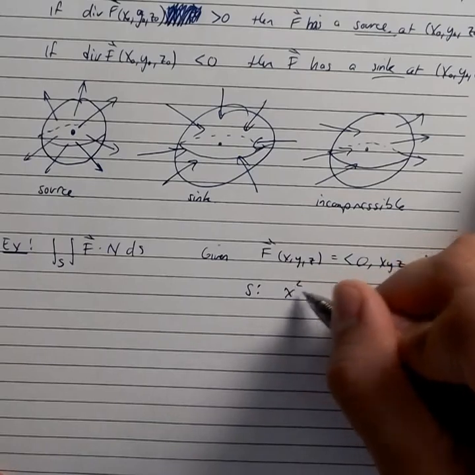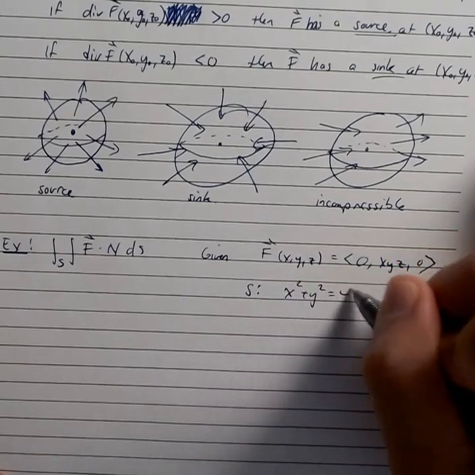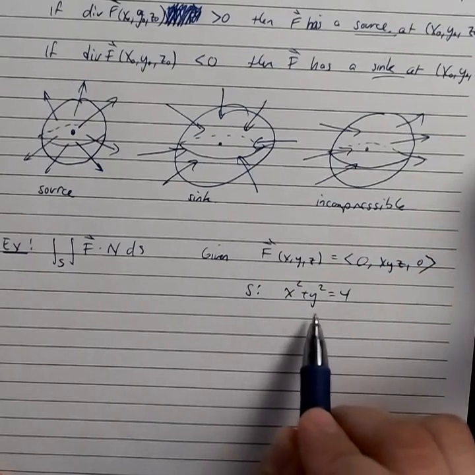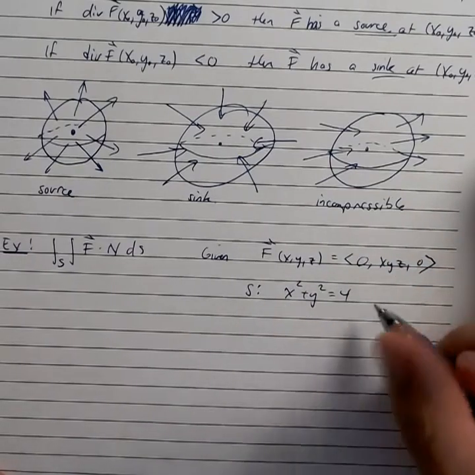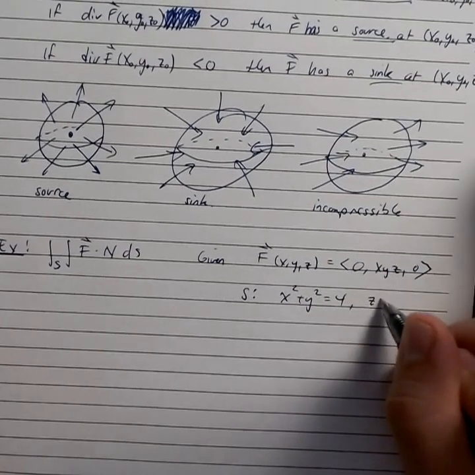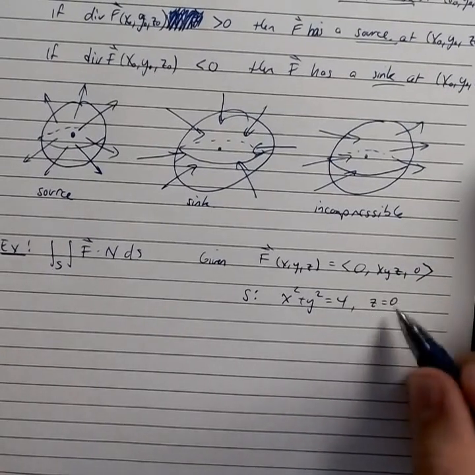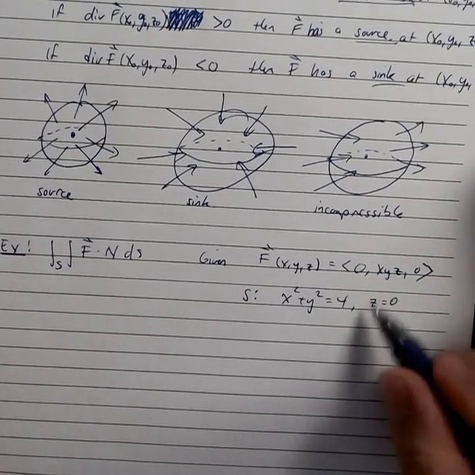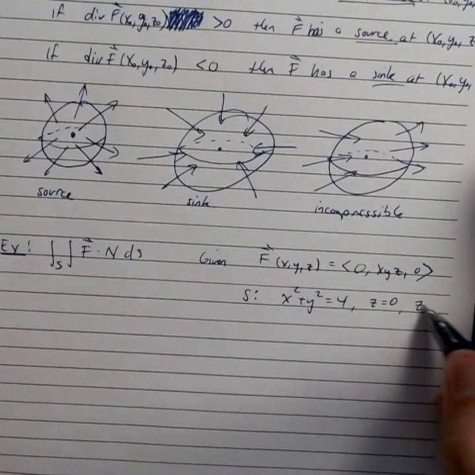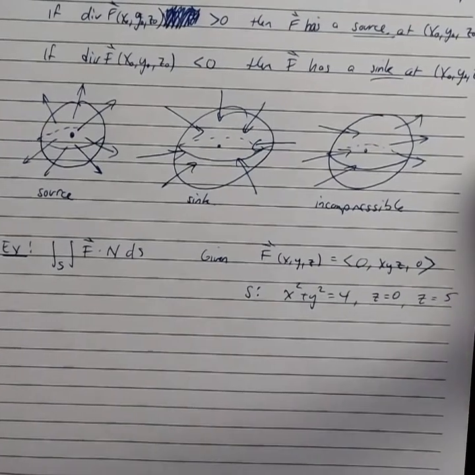It's made up of x² + y² = 4. Notice you're missing one variable, which means it's a cylinder. And here we have two other boundaries, z = 0. That's a plane parallel to the xy-plane. In fact, it is the xy-plane. And here we have another plane, z = 5, and that's also parallel to the xy-plane.